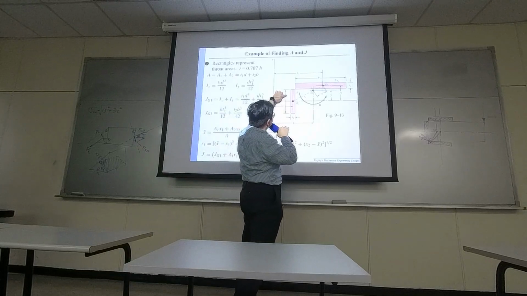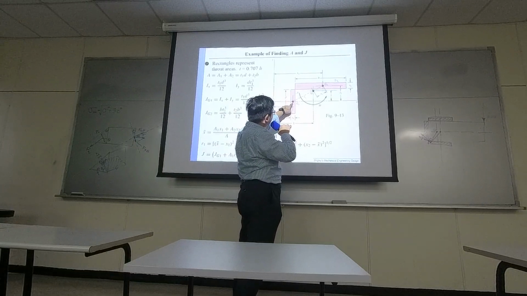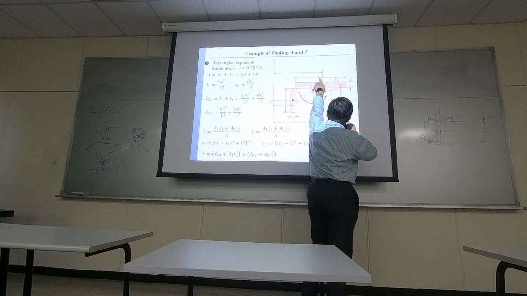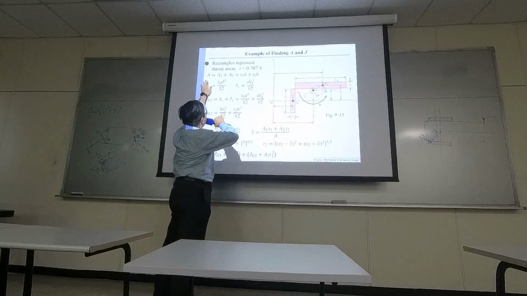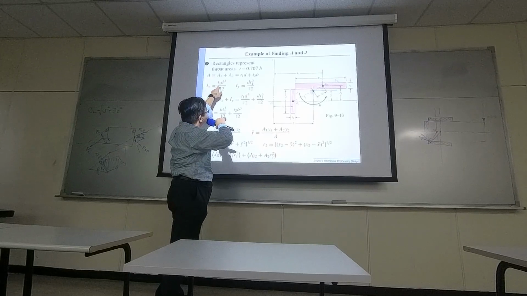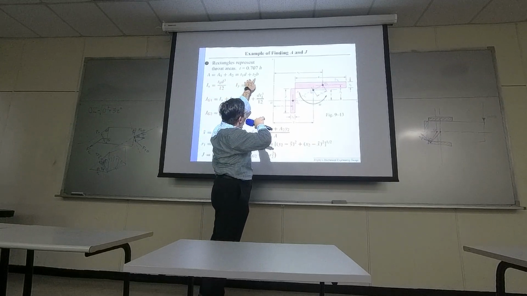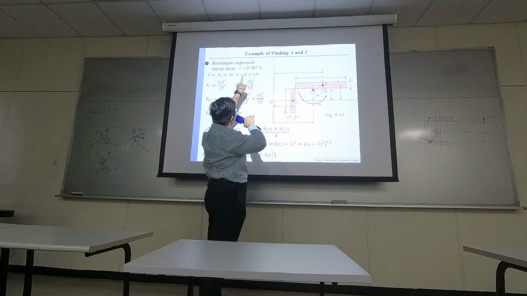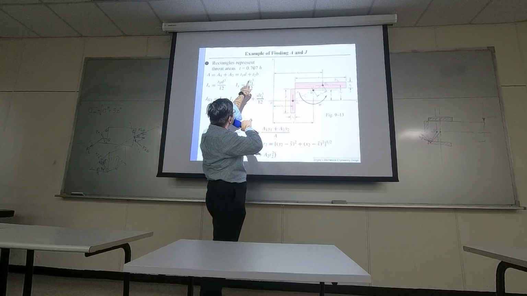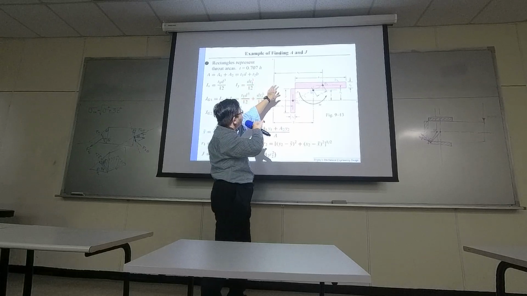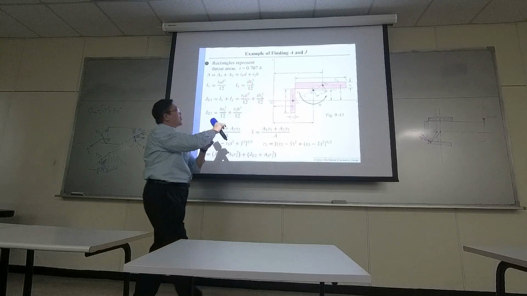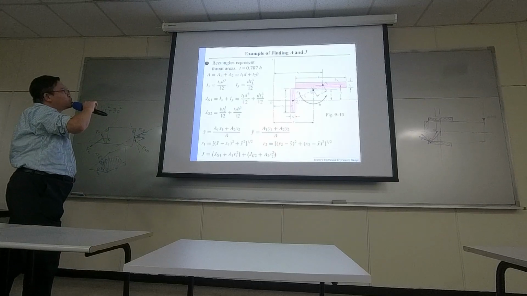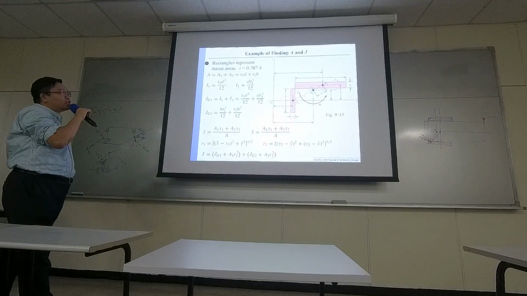Here the length of the welding material for the left one is D. The length of the top one is B. So the total area A equals T1 times D plus T2 times B. T1 is actually 0.7 H1, T2 is 0.7 H2. Now, we need to compute I.